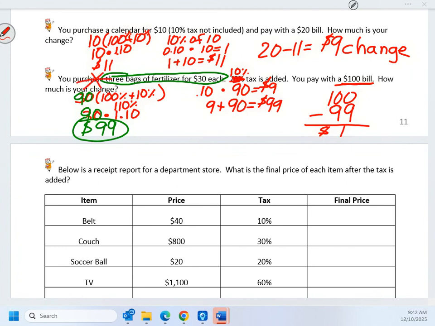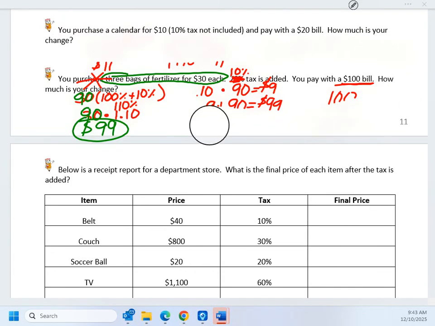Be careful. Always check those word problems for how much you're buying of each item. So that way you know how much you're being charged. Okay? There, you will see that a lot. Pay attention to it. A lot of us fell for that. Any questions on finding that tax?